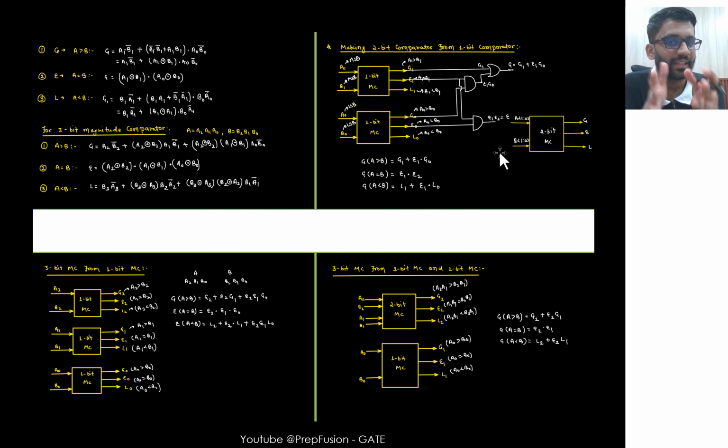These kinds of topics will be asked, like how would you implement a 2-bit magnitude comparator from a 1-bit magnitude comparator, or a 3-bit magnitude comparator from a 1-bit magnitude comparator, and how would you write down the expression? You might mug up the expression of the 2-bit magnitude comparator, but what about the 3-bit magnitude comparator? How would you write down the expression? What is the intuition behind that? You need to cover how to make a 3-bit magnitude comparator from a 2-bit and a 1-bit magnitude comparator.